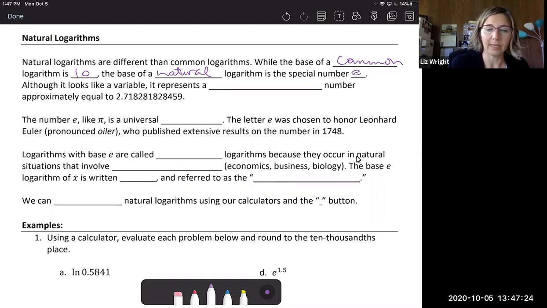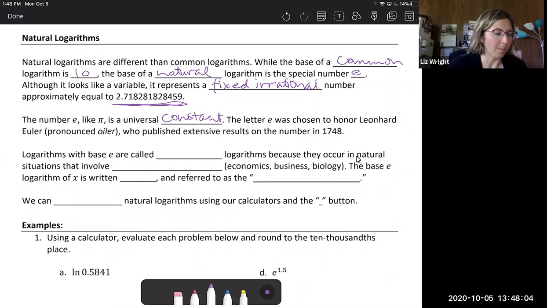Although it looks like a variable, it represents a fixed irrational number, kind of like pi. And that irrational number is equal to approximately that. So the number e, like pi, is a universal constant. The letter E was chosen to honor Leonhard Euler. I know it looks like Euler, but you pronounce it Euler. And he just did a lot of research on this number. So they ended up naming it after him.